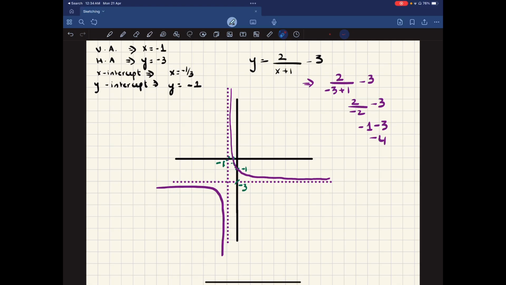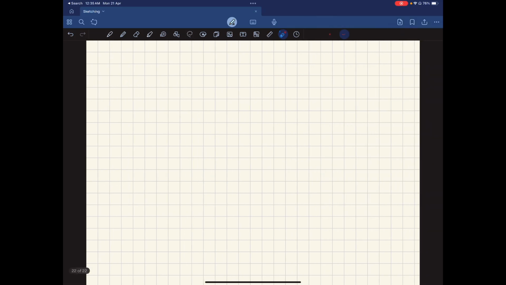So you're going to plot your reciprocal functions in the same way. I'm going to do one example of squared reciprocals, and then we're going to move on to exponentials. Okay, so sketch y equals minus 1 over (x plus 3) squared, minus 2.